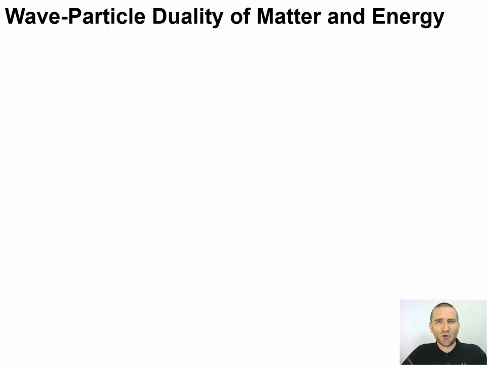So let's look at the wave-particle duality of matter and energy. Now that seems like a pretty loaded term there. What we're just saying is that matter and energy both can have dual natures. They can act like a wave sometimes and act like a particle other times, which means that they're really some sort of a hybrid of the two, and that's not the way we're used to thinking about it, but we're going to show that that's the case.